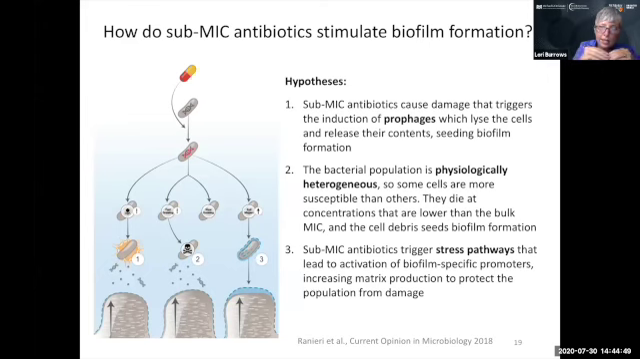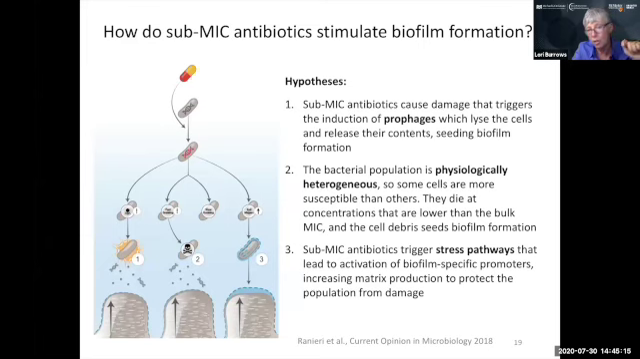And then lastly, we know that sub-MIC antibiotics trigger stress pathways. And it's possible that there's a link between stress pathways and biofilm specific promoters that lead to matrix production. So these hypotheses are things that we're working on. We still don't know which one is true. We're sort of leaning towards number 3, but these are not mutually exclusive either.